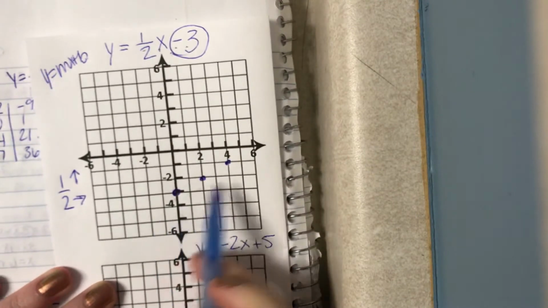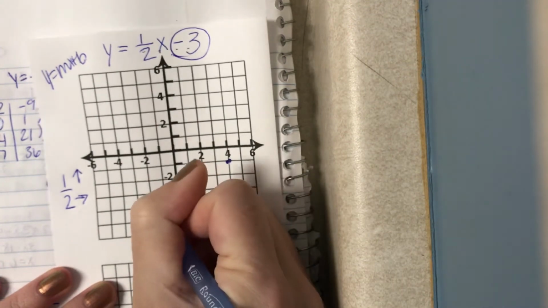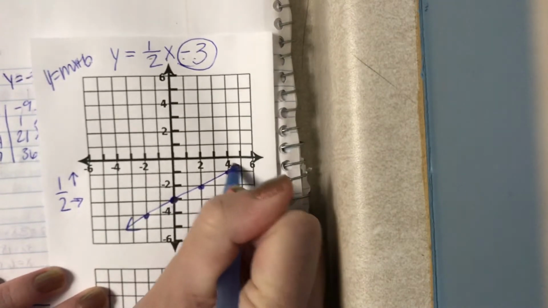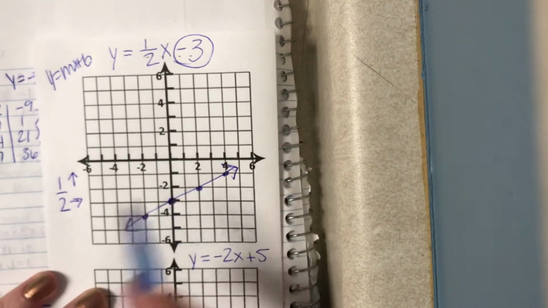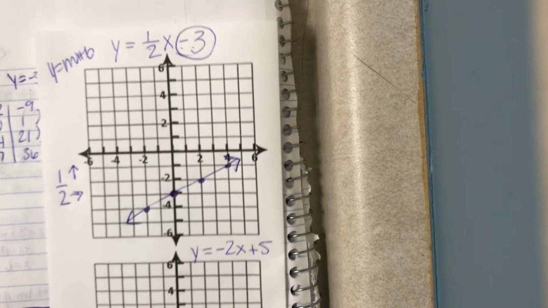Okay, you can also go the opposite direction once you know which way your line's going. So I can go down 1 to the left 2. And then you can just draw your line in. So you can do all the points if you want. I did 4 here. I would say like 3 points is probably good. If only 2 fits, that's fine too.